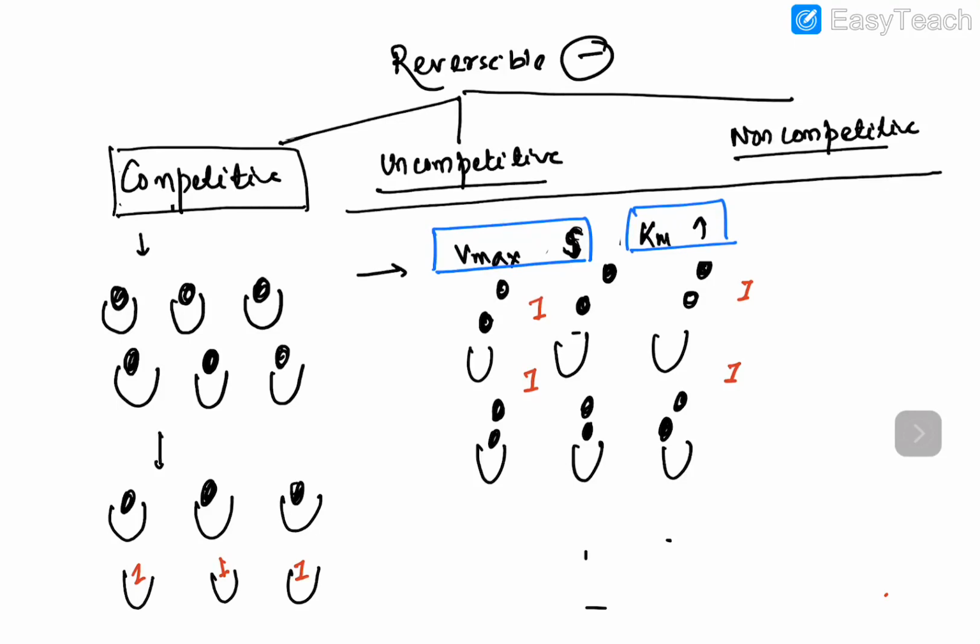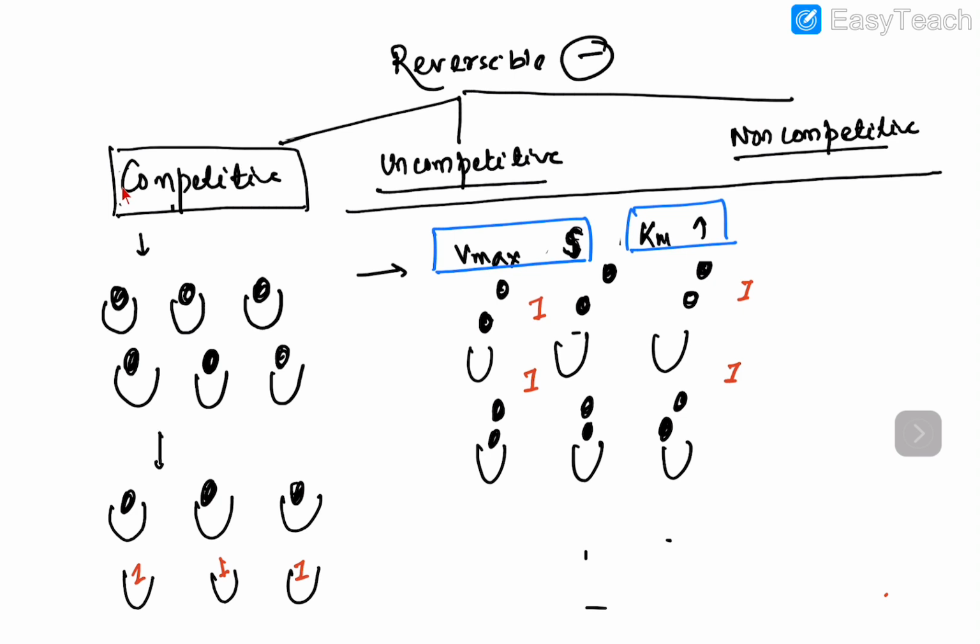In the last video, we discussed the Michaelis-Menten kinetics and the Lineweaver-Burk plot. Now, the Lineweaver-Burk plot is important because the tracings can help us distinguish between reversible competitive, reversible uncompetitive, and reversible non-competitive inhibitors. Again repeating, reversible inhibitors of enzymes or any particular reaction are of three types: competitive, uncompetitive, and non-competitive.